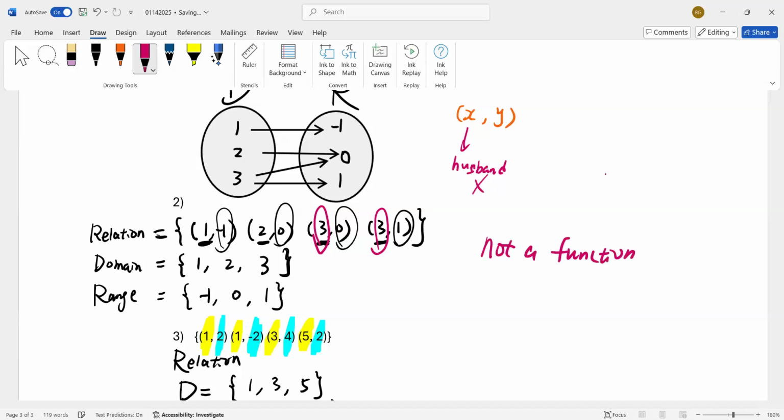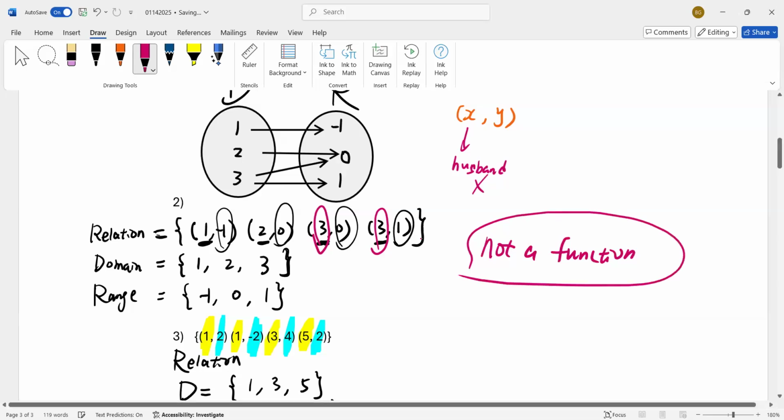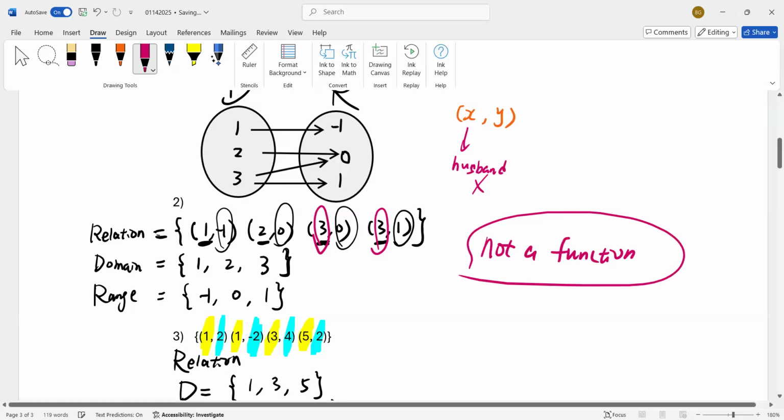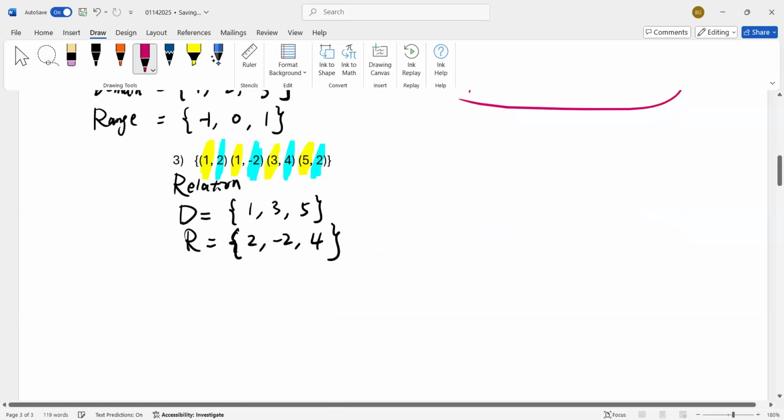I hope this helps you. It sounds a little bit funny, but it could really help you to remember how to know if a relation is a function. If you identify a cheating husband, not a function. If there's no cheating husband, it is a function. Okay. What about number 3?